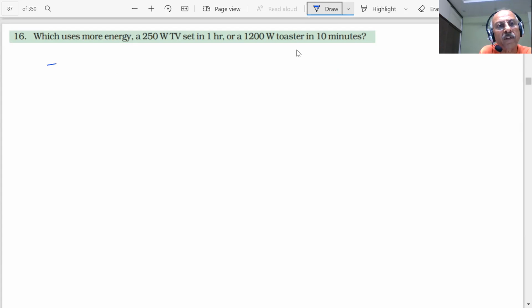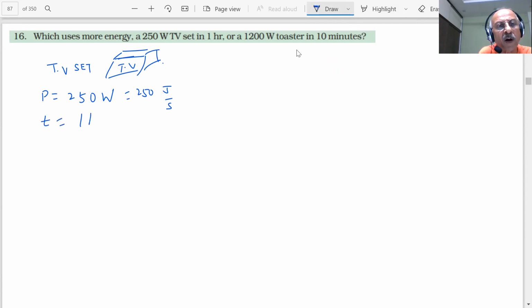You have a TV set, student. This is your TV screen. Now, this TV set, how much is the power given? 250 watt, 250 joule per second is the energy consumption. Time is 1 hour, students.